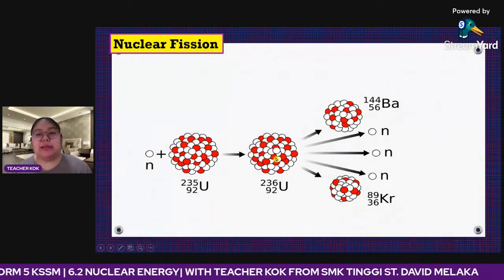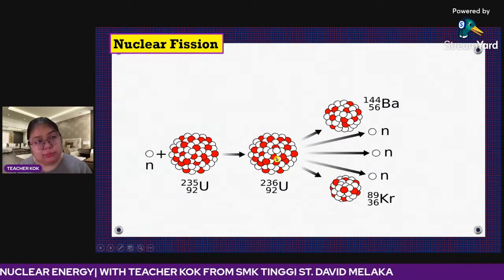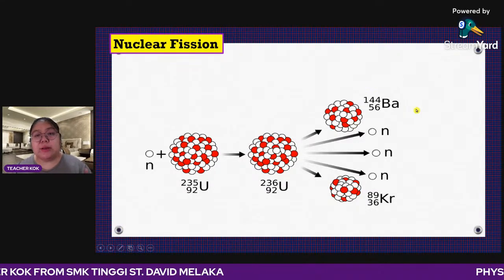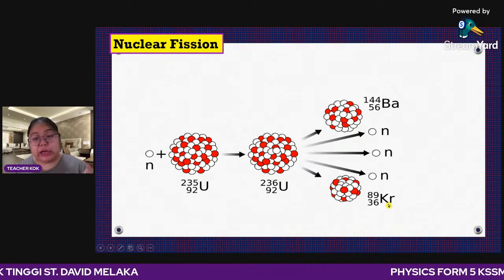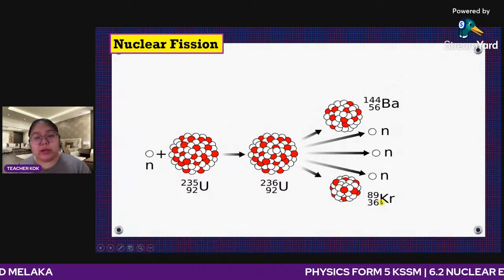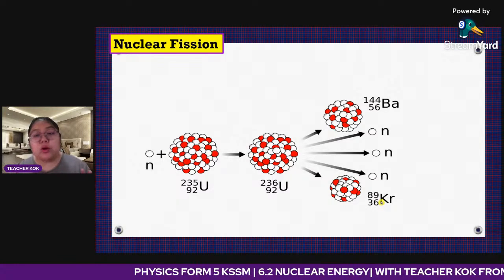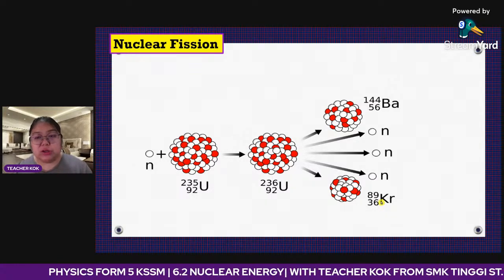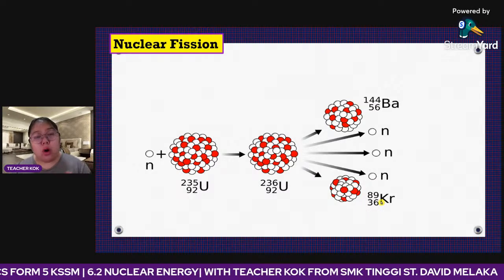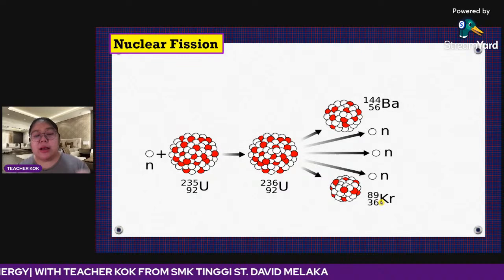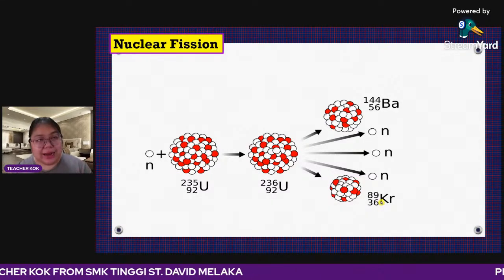Now the unstable nucleus needs to split. It splits into two lighter nuclei, one is barium and another one is krypton. What they split into, we do not need to memorize, and what they produce we also do not need to know. What is important is we just know they will split into two or more lighter nuclei. The nucleus must become lighter.